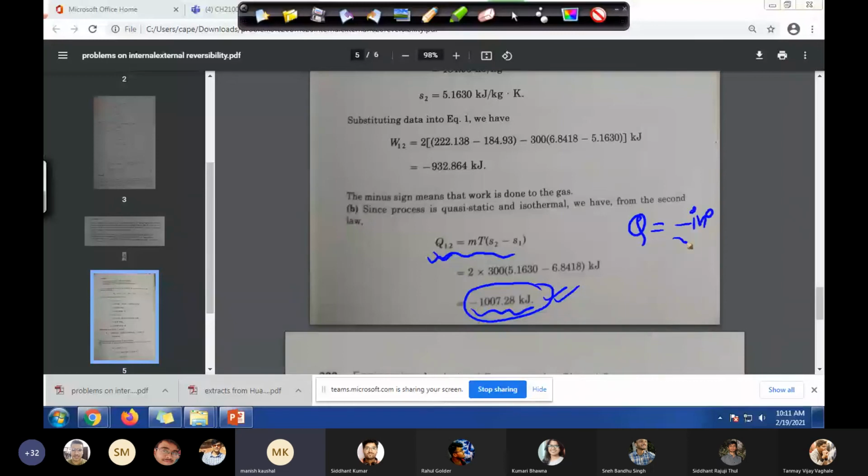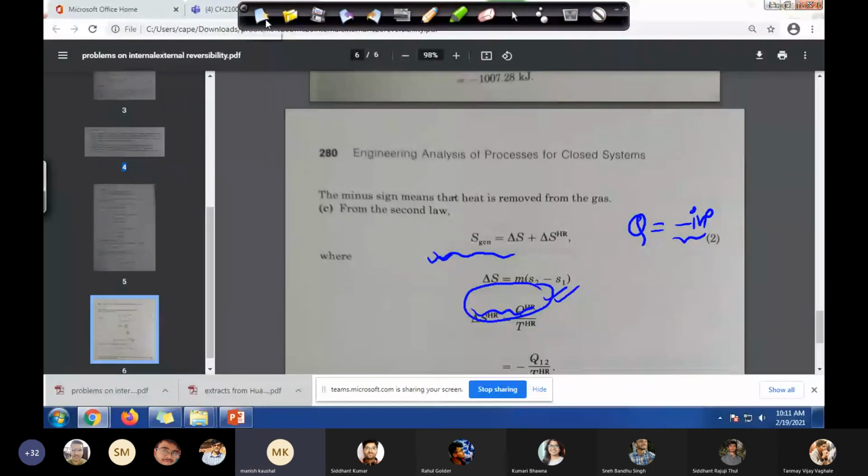What does it mean? Is the system taking heat or rejecting it? Rejecting it. Okay. So it is going to the surrounding. So for the surrounding, it's a gain in entropy. See, in the other part they have calculated this. Go down, you will see that.